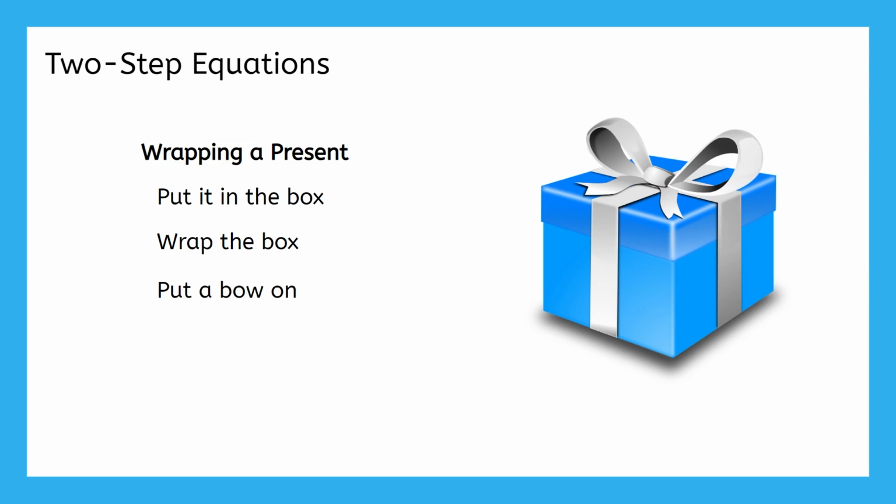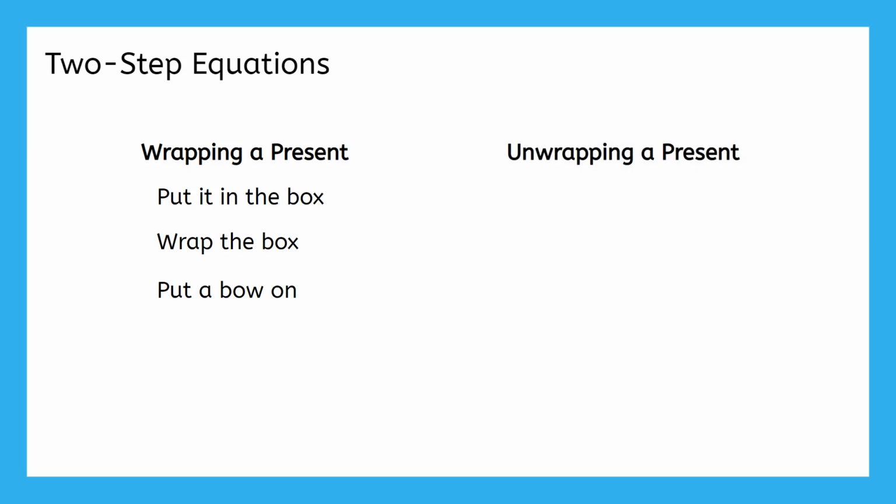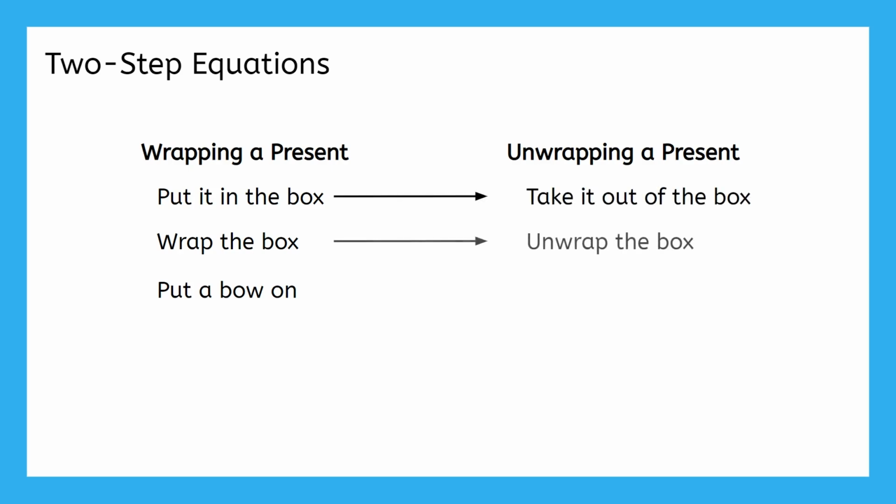If I give that present to you, how would you unwrap it? Well, you'd have to undo all of these things, right? You'd have to take the present out of the box, unwrap the box, and take the bow off. But wait, hold on. You can't do that in that order. How are you supposed to take the present out of the box if it's still all wrapped up?